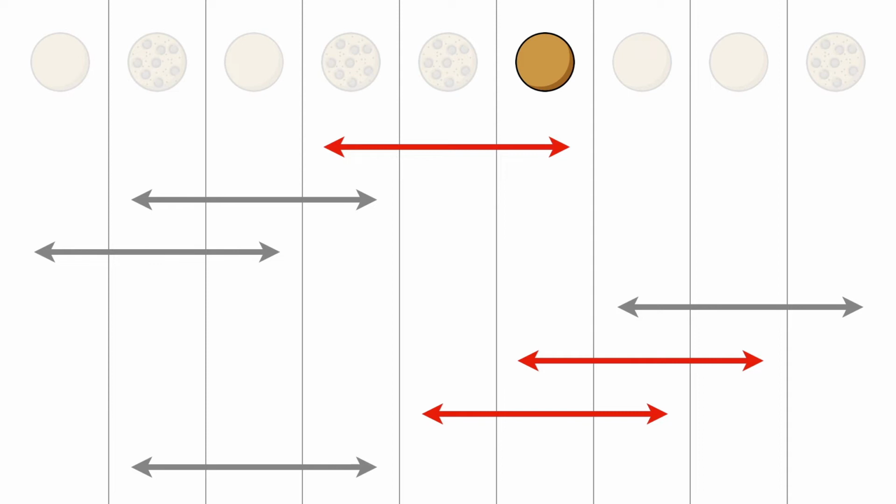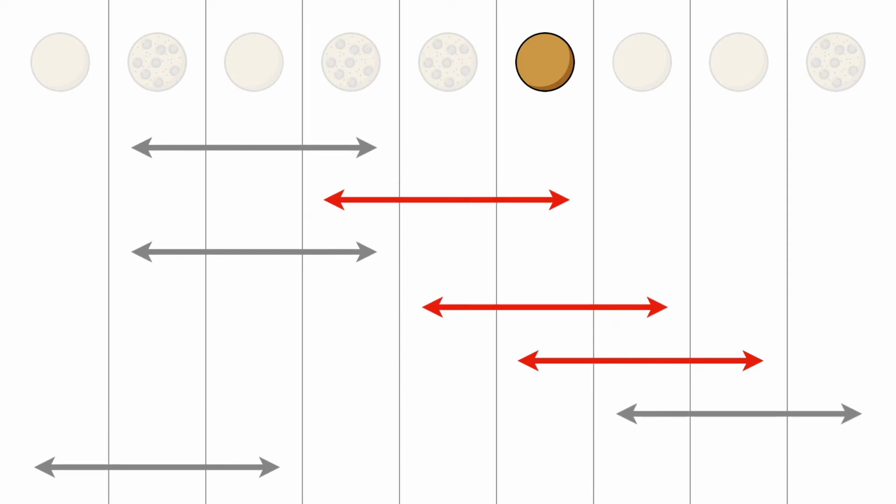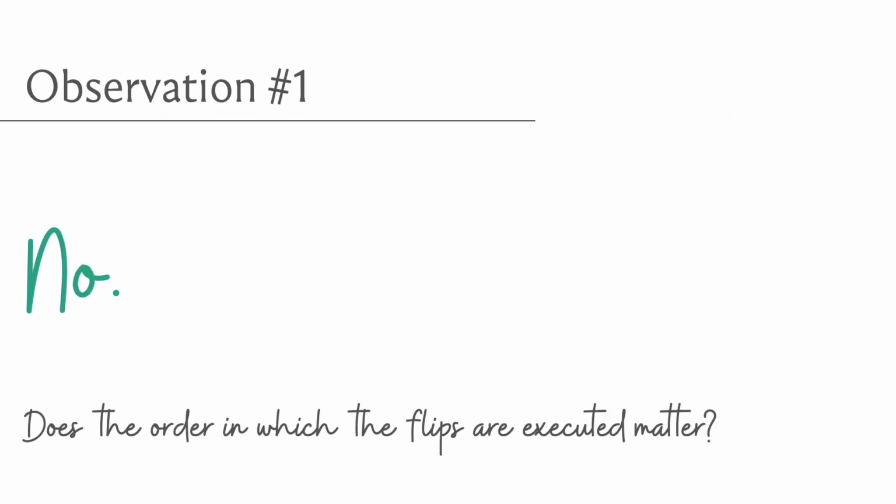So overall, at the end of the day, this particular cookie was flipped 3 times, and that's going to be true no matter what order you perform the flips in. So hopefully that's clear. And notice also that there was nothing special about the 6th cookie in this list. Whatever we said is true for every single one of them. Therefore, no matter what the order is in which you perform a set of flips, the final outcome is going to be the same. So the order does not matter.